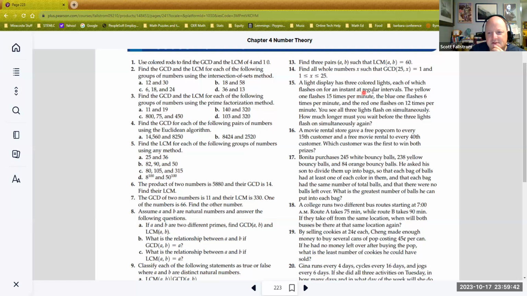Light display has three colored lights. They flash for an instant at regular intervals. The yellow one is 15 times per minute. Okay, 15 times per minute.